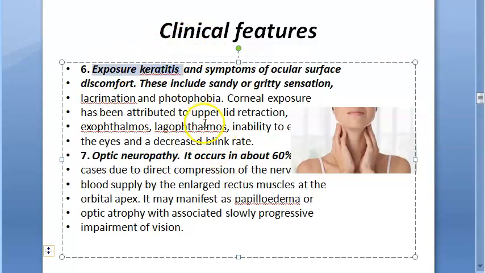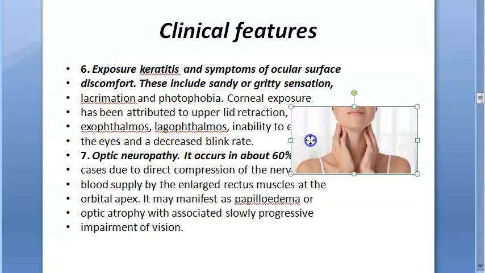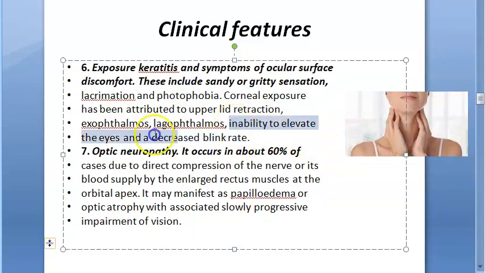Exposure keratitis. Because the eyes are open so much, right? Obviously, there's exposure and dryness, and exposure keratitis can be there. Lagophthalmos, inability to elevate the eye and decrease blink rate. We already saw that is decreased blink rate. Optic neuropathy occurs in about 60% of the cases. So there can be optic neuropathy.